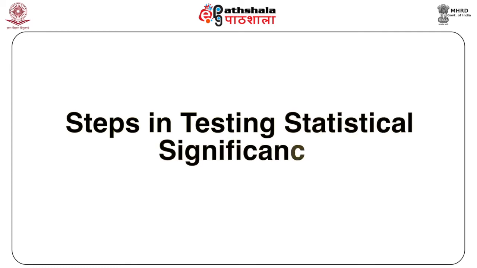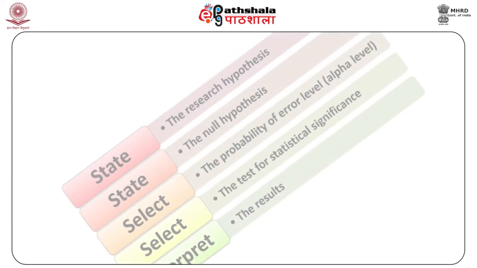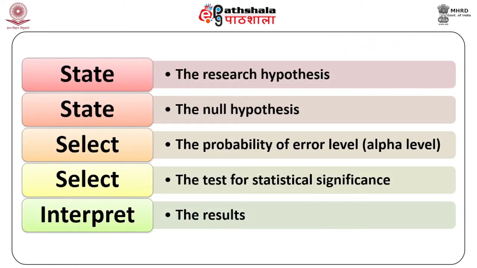Now, let us comprehend steps in testing statistical significance. Steps in testing for statistical significance are: 1. State the research hypothesis. 2nd. State the null hypothesis. 3rd. Select the probability of error level, that is, alpha level. 4th. Select and compute the test for statistical significance. And 5th. Interpret the results.